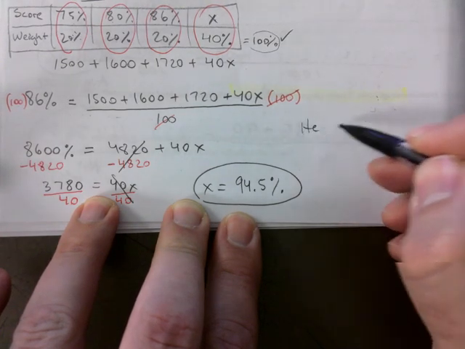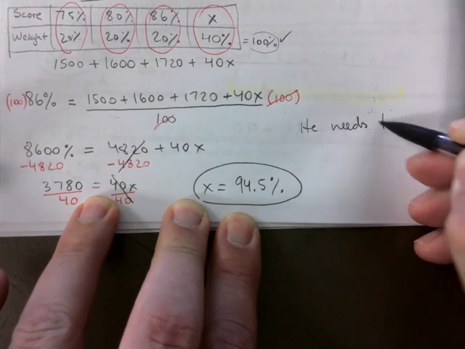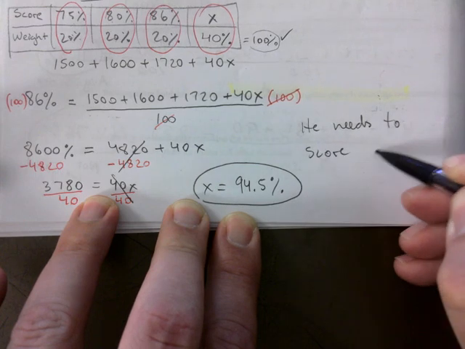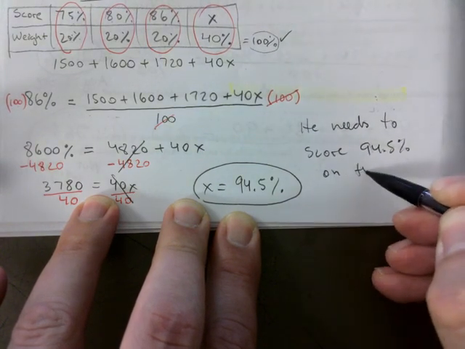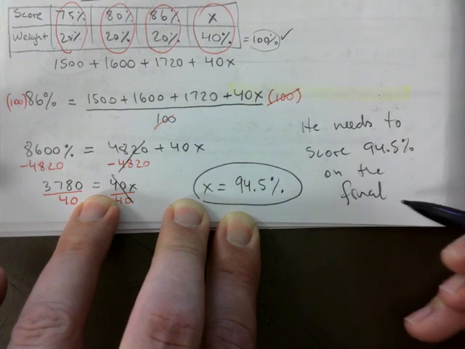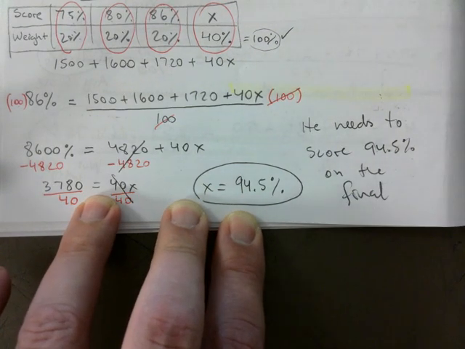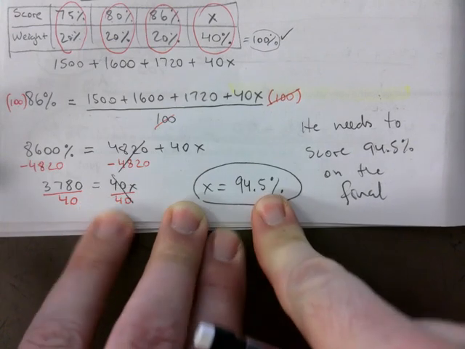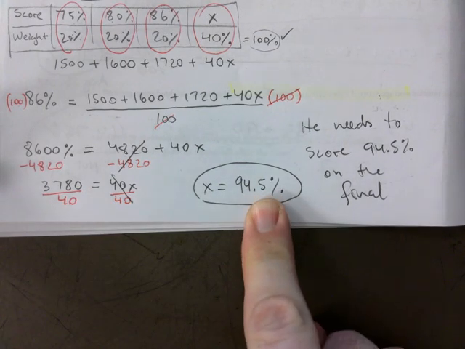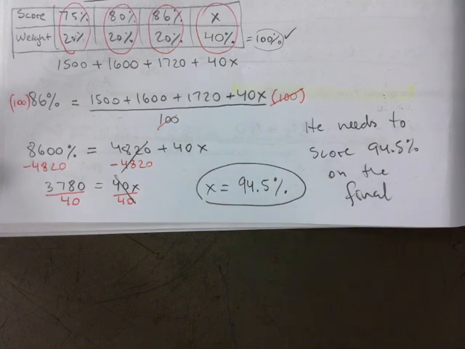He needs to score 94.5% on the final. If you ever get an answer bigger than 100, what does that mean? Can't do it, right? If your answer is ever bigger than 100, you cannot do it. It's not possible, unless there's a bonus question, but you can't. We can't aim for that, right?